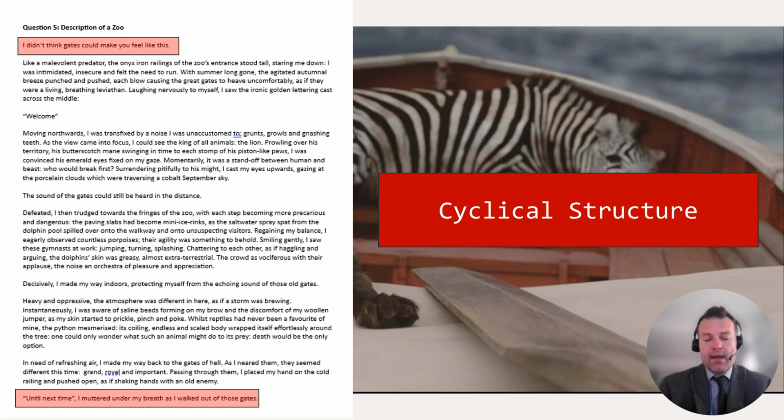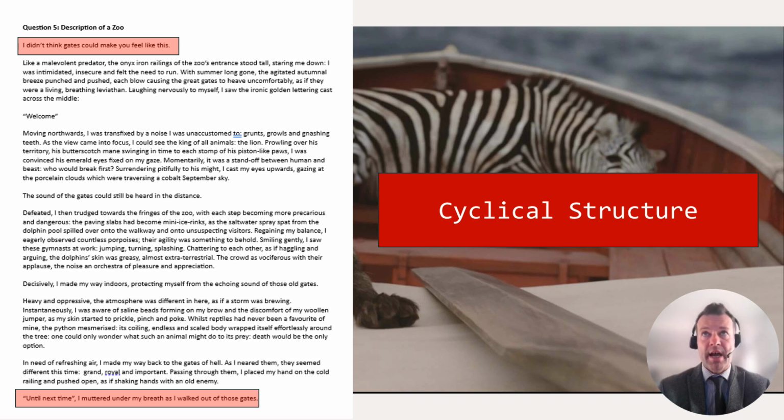So the first way in which it can be done, this is for the recent mock that we did on the description of a zoo. And one of the best examples I saw of a cyclical structure was that the description started and ended in the same place. It started at the gates of the zoo, coming in, the entrance, and then it ended with those gates as well. And what it served to do was it gave the description a great roundedness, a sense of completion, and I thought it was incredibly effective.